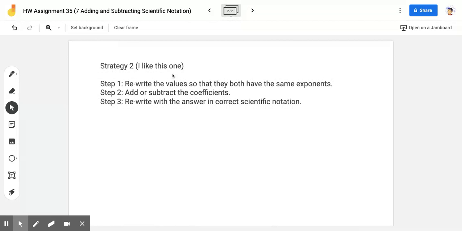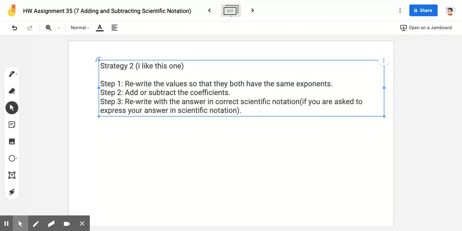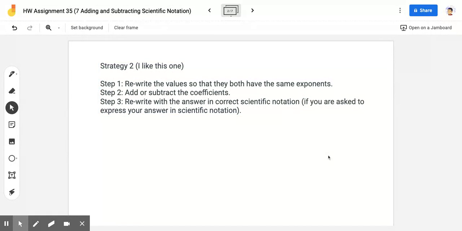And let's take a look here. Strategy two, I like this strategy. Step one, rewrite the values so that they both have the same exponents, and I'll show what that means. Step two, add or subtract coefficients. Step three, rewrite with the answer in correct scientific notation, and I'll include my little parentheses area here. So we will go through both of these strategies.